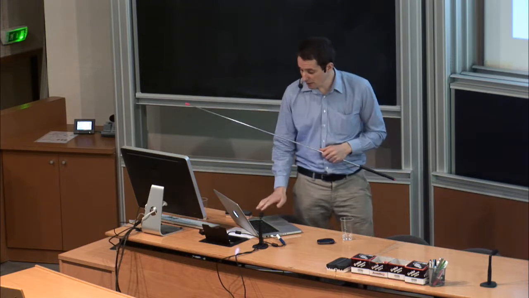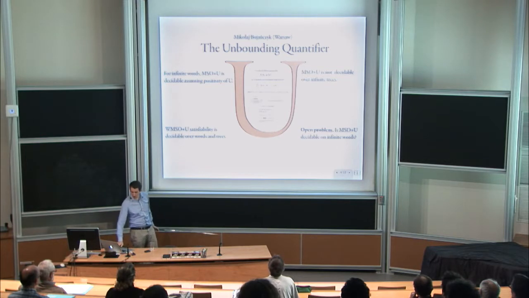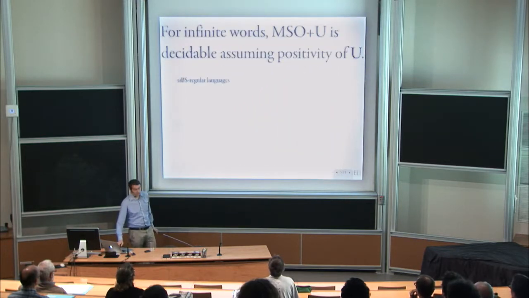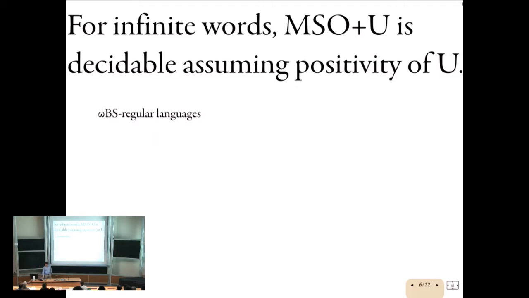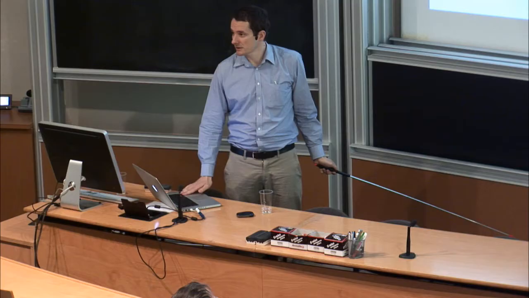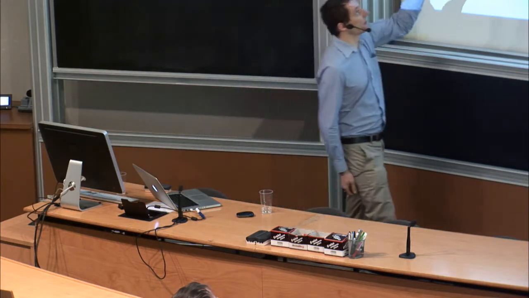Okay, so let me begin with the positivity parts. The languages that I will talk about are called omega-BS regular languages, and this is something that we did together with Thomas Colcombet. So what are these omega-BS regular languages? They are defined by an automaton model.